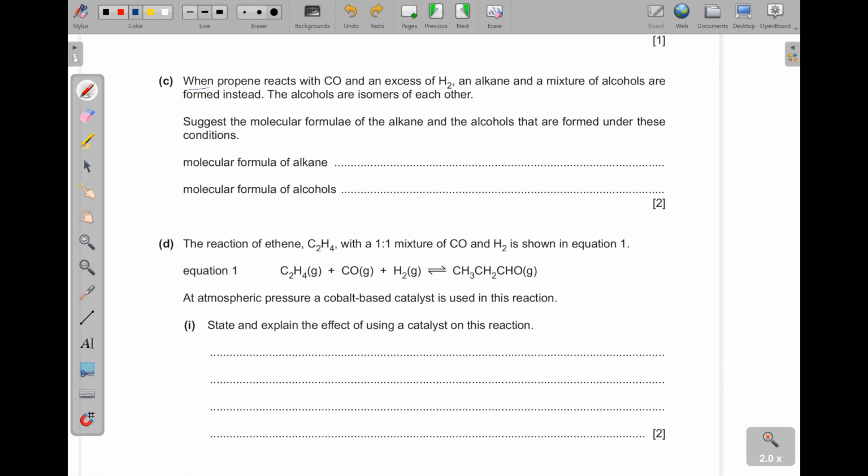They are saying that when propene, that is part C, reacts with carbon monoxide and an excess of hydrogen, an alkane and a mixture of alcohols are formed instead. The alcohols are isomers of each other. Suggest the molecular formulae of the alkane and the alcohols that are formed under these conditions. What is the molecular formula of the alkane and then that of the alcohols?